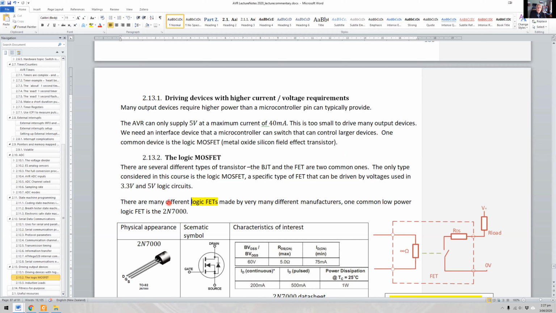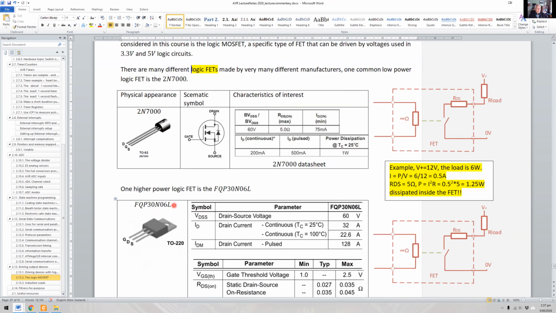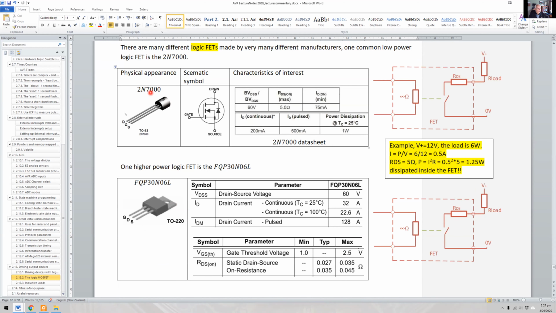Okay. Now there are other types of transistors. You could use a BJT transistor. There's JFET transistors. There's all sorts of different transistors nowadays. I'm just going to look at this particular logic MOSFET and have a look at a couple of these different models. Okay. So what we've got here is a small, what we call a TO92 plastic case. This is a very small device.